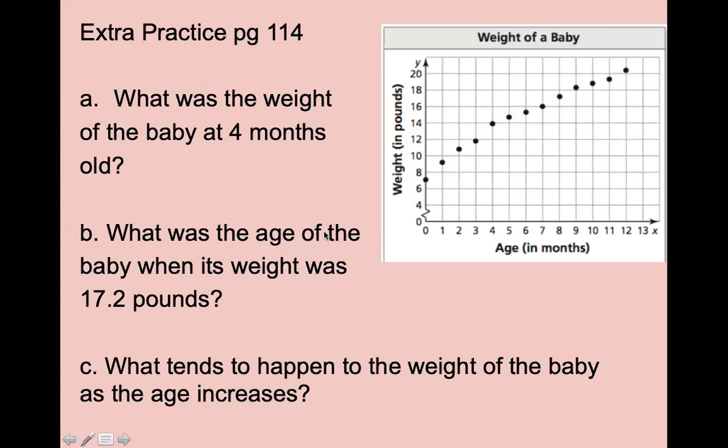Let's look at extra practice on page 114. You have a scatter plot and you're asked some questions about it. What was the weight of the baby at 4 months old? Let me grab my pen. Pen color, let's go with blue. I go to 4 months on the horizontal axis, read up until I get to this point, go across to my vertical axis, and it looks like at 4 months old, the baby's weight was 14 pounds.